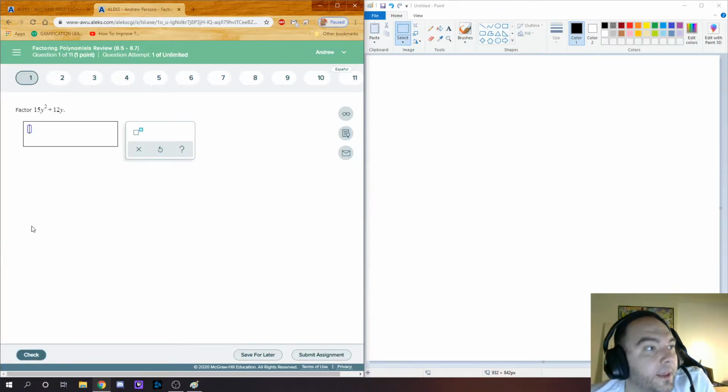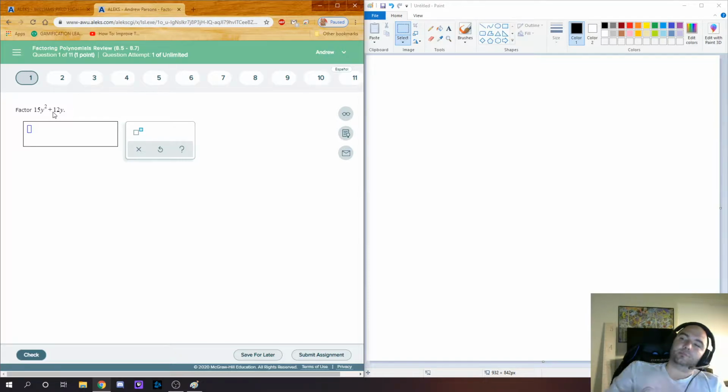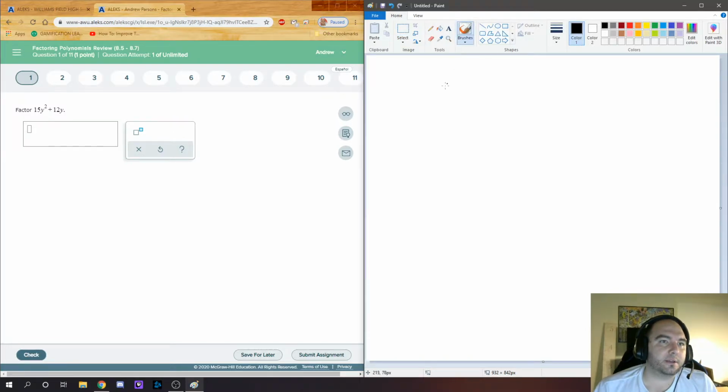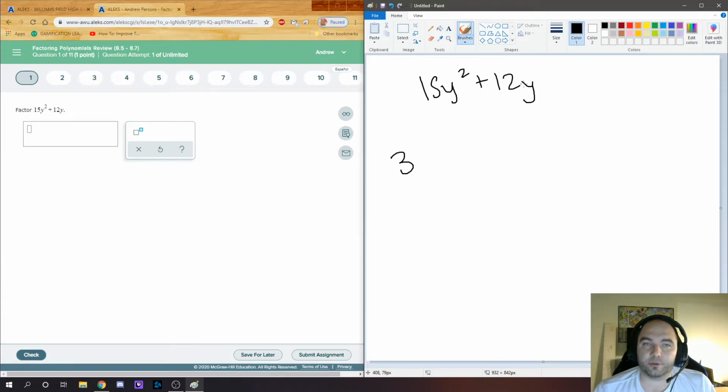Let's just do them. Okay, number 1, it says factor 15y squared plus 12y. Now here's the rules for factoring. Rule number 1 is when you're starting a factoring, the first thing is, can you divide out something from all the terms? In this case, there's just two terms, but can you divide something out from all the terms? So let me write them down real quick. 15y squared plus 12y. Yes, I can divide both of these by 3. And I can divide both of them by the letter y.